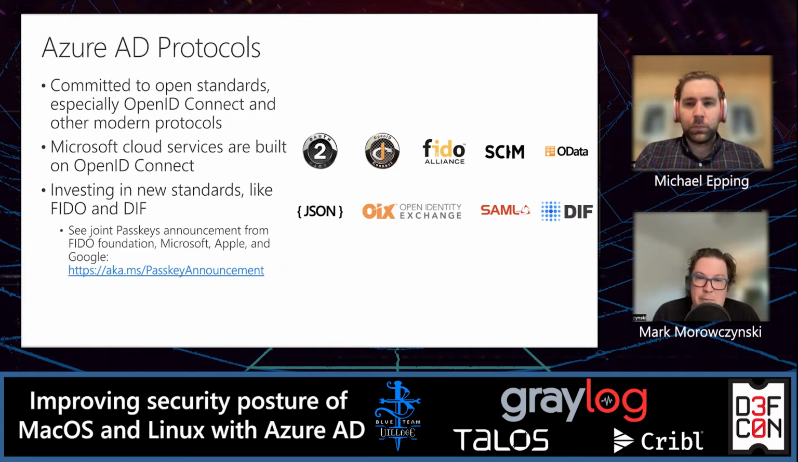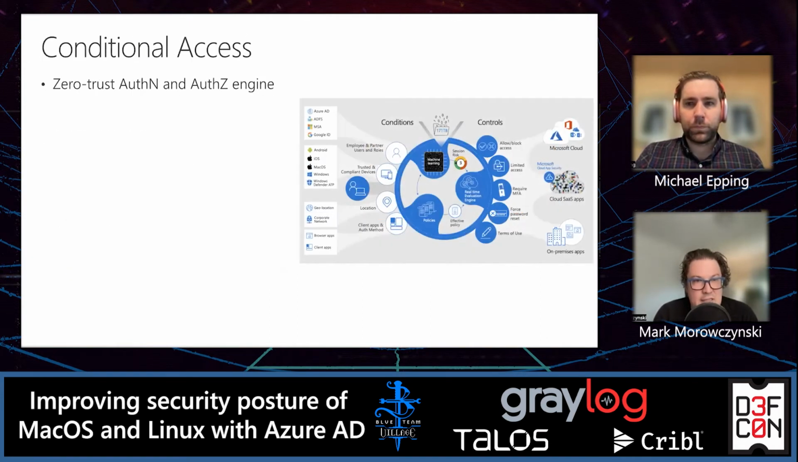So if you have any applications that support OAuth, OpenID Connect, or SAML, you can quickly integrate those into Azure AD, which allows us to use things like conditional access. So if you aren't familiar with conditional access, this is our zero trust authentication and authorization engine. As an admin, you can define different sets of conditions. And if those conditions apply, the user or device will have to pass certain controls. And if they do, they are then granted access to that resource. So it's all there in the name, conditional access.